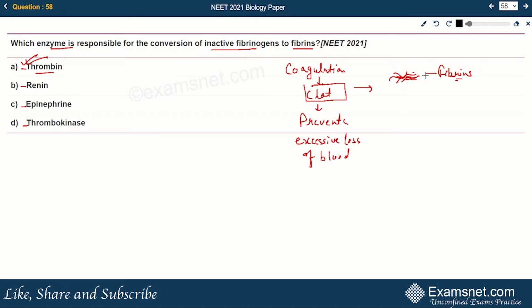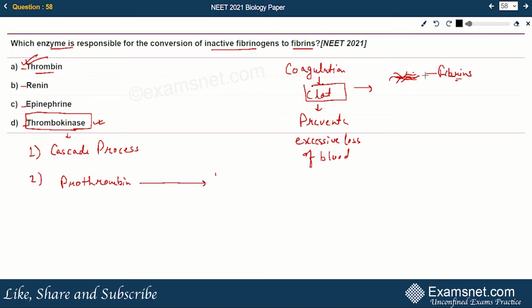The process of formation of fibrin consists of mainly 3 steps. In the first step, an enzyme complex thrombokinase is formed. This is formed by a series of enzyme linked reactions, and this series is known as cascade process. So this is the first product here. Now, in the second step, this thrombokinase catalyzes an important reaction. It helps in the conversion of inactive prothrombin into active thrombin.